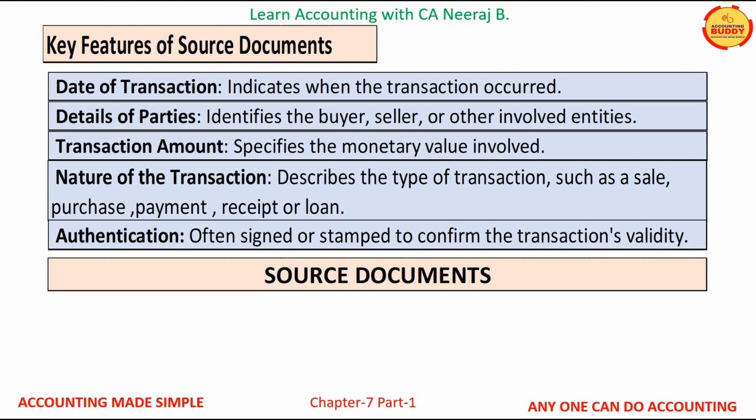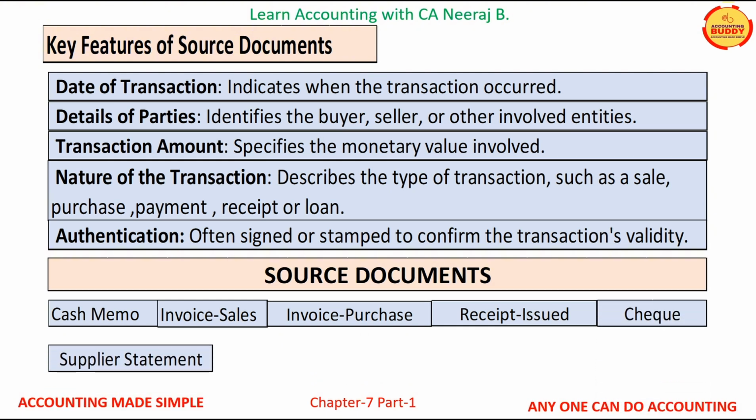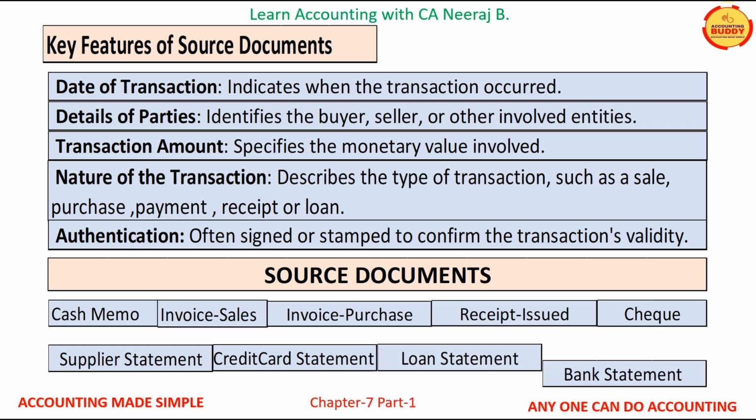Common source documents used by the business are cash memo, sales invoice, purchase invoice, receipts issued for the payment received from the customers, check, supplier statement, credit card statement, loan statement, and bank statement. Some of these source documents will be studied in detail along with their specimens during the course of this lesson.